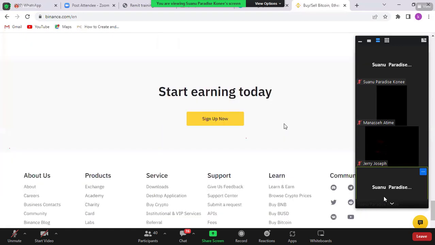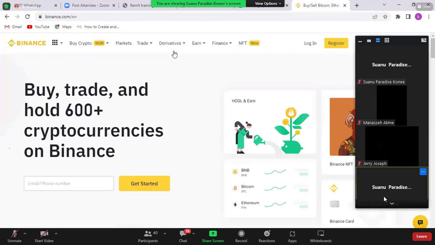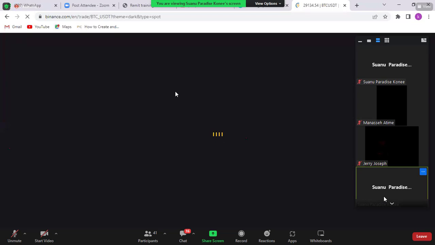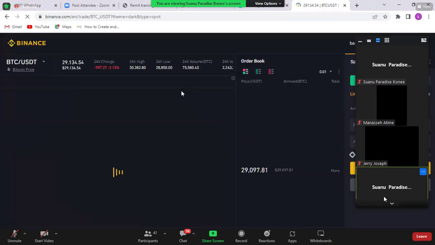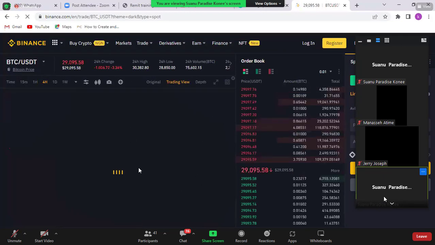Now, when you want to use your Binance, you can just come over here on trade, right? Remember, you are doing spot trading tonight, so you can click on spot. Now, this is exactly how the interface of your Binance will look like.